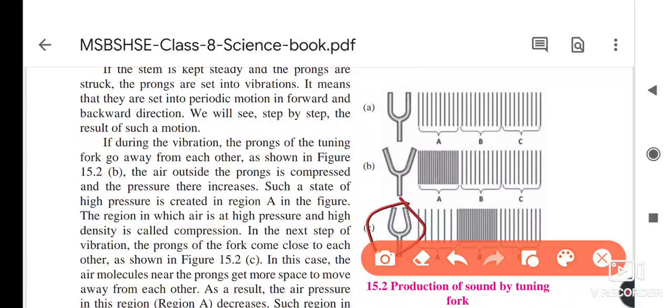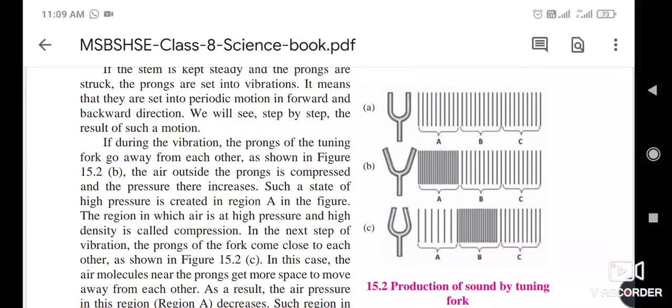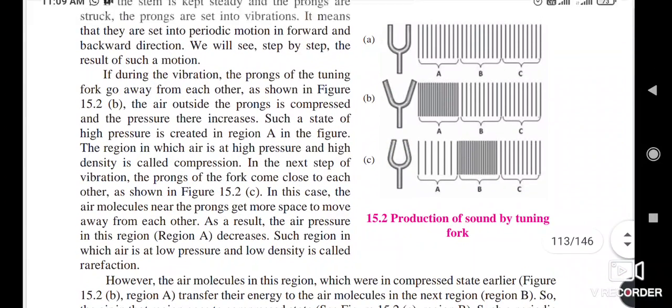Okay, in the next step of vibration, the prongs of the fork come close to each other. In this case, the air molecules near the prongs get more space to move away from each other. As a result, the air pressure in region A decreases. Such a region in which air is at low pressure and low density is called rarefaction.